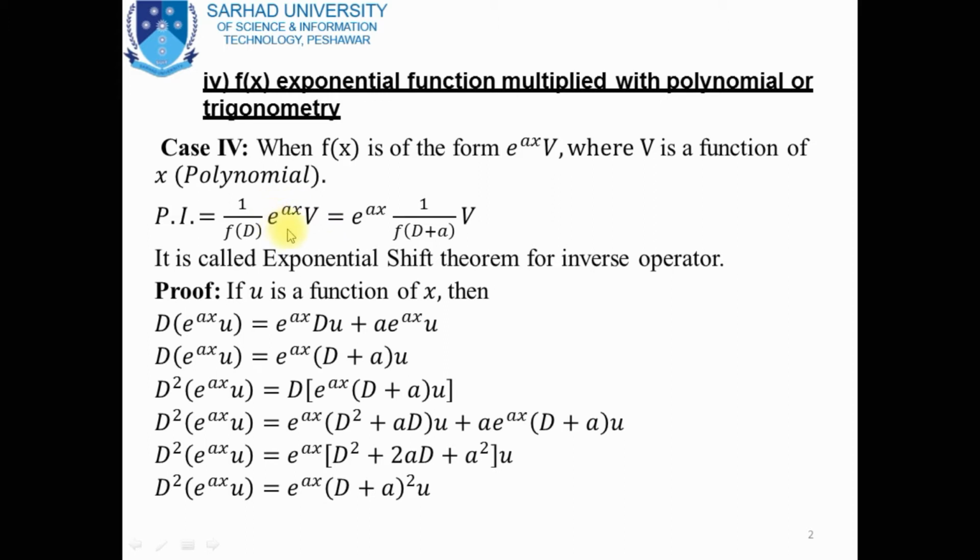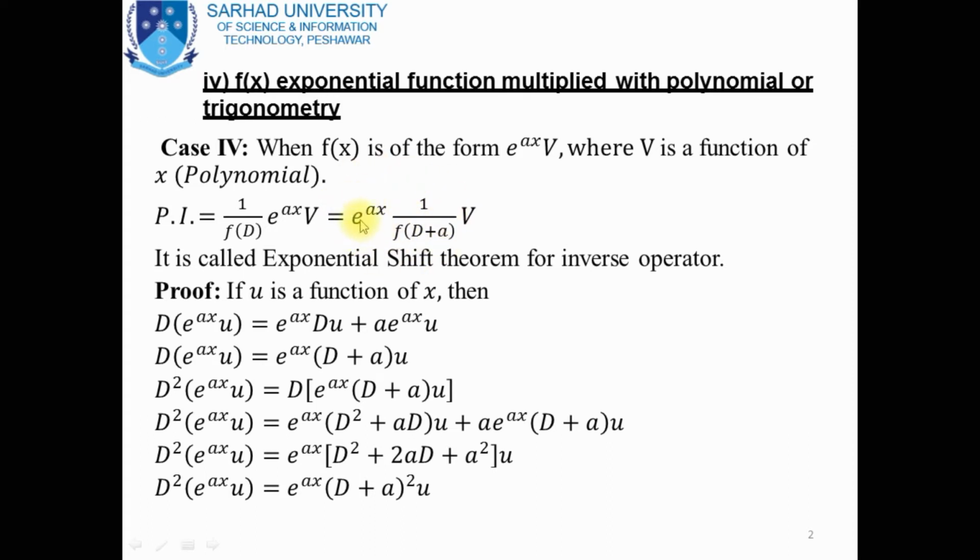Now, taking out e^(ax), and 1 over f(D) becomes 1 over f(D+a), replacing D by D+a, multiplied by the v function. V will be a function of x which is a polynomial in this case number 4. This v may also be a trigonometric function, but one factor will be the exponential function. Actually this is the product of two functions: one is the exponential function and the other may be a polynomial or a trigonometric function. Then we can find the particular solution by using this procedure.